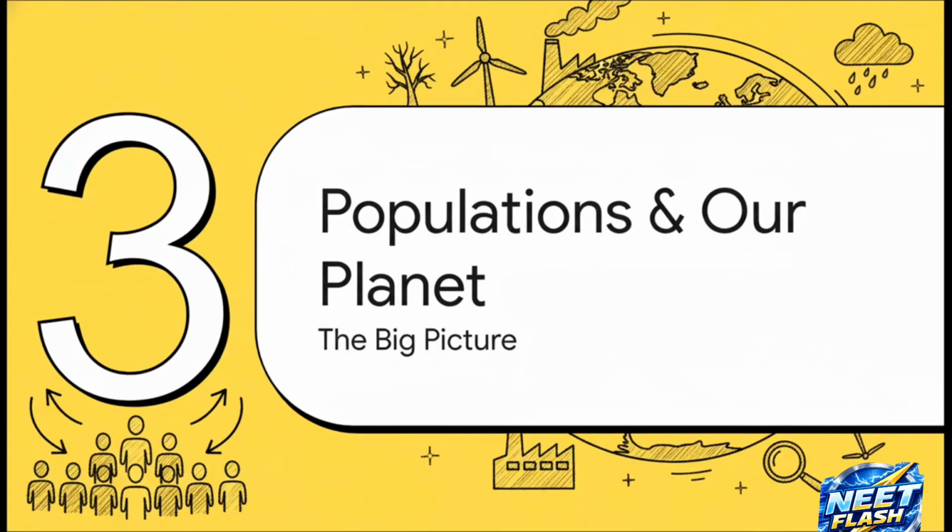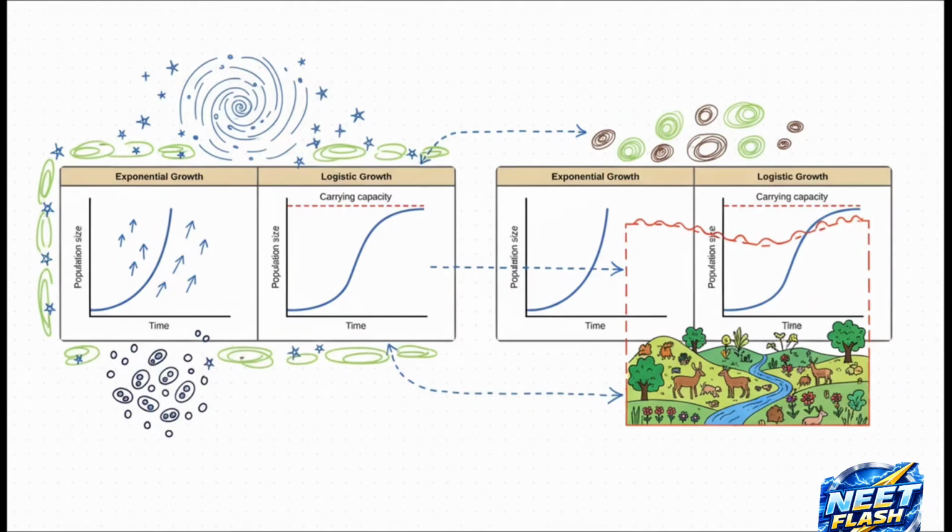So, from those individual interactions, we're going to zoom out one last time to look at the biggest picture of all: how populations of living things grow, how they change, and how they affect the entire planet. These 2 simple curves tell a huge story about life.